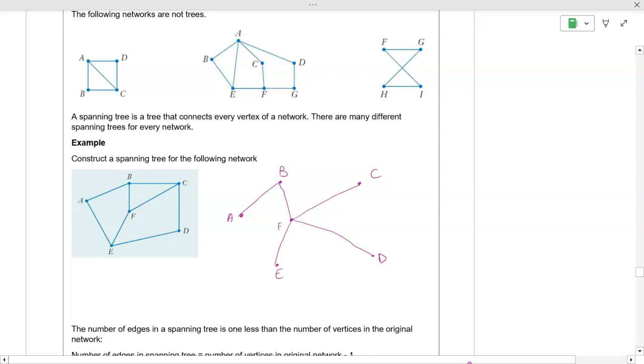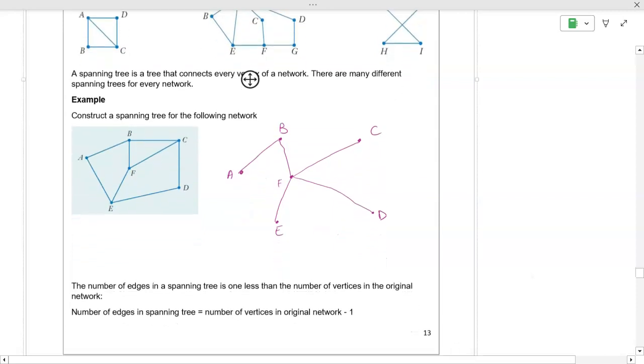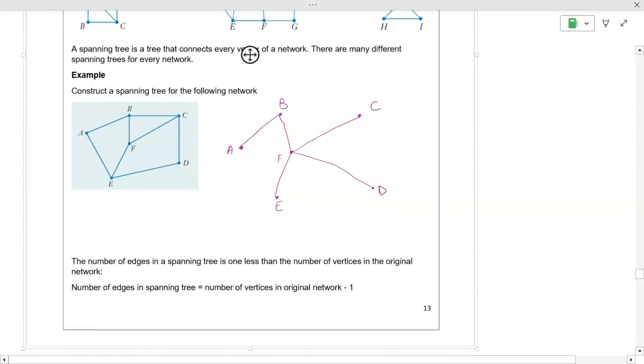Usually what we do is we choose one vertex and we go from that vertex to get to all of the points if we can. But again, it doesn't matter. So there's multiple different ways to do this, and it's not incorrect if you have a slightly different one to the one that I have here.